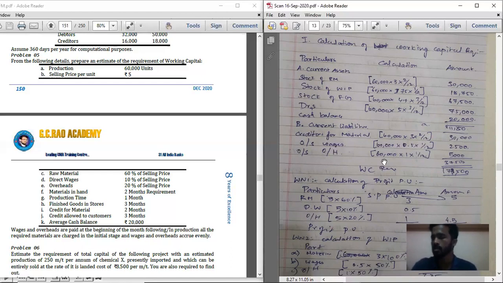How much is capital A? 2,11,250 minus how much is capital B? 37,500. So in respect of amount column, put 1,73,750. Once again, 2,11,250 minus 37,500 is 1,73,750. Net working capital required is 1,73,750.